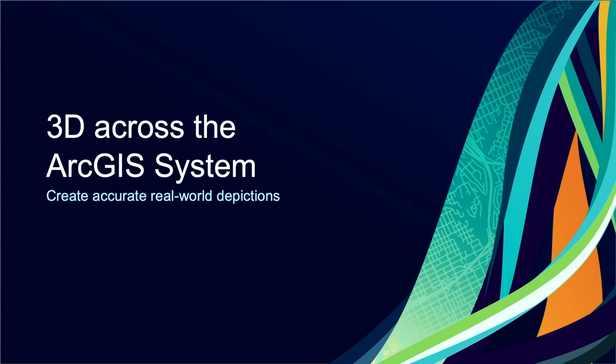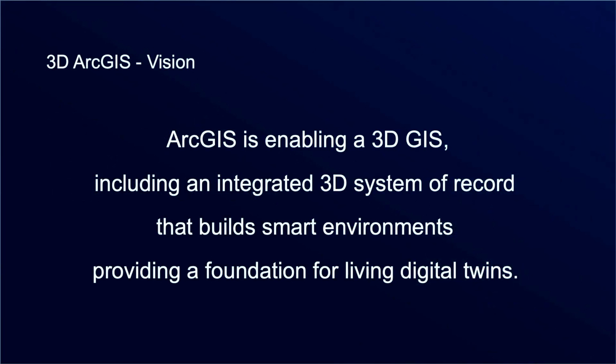When I joined Esri, we were talking about 3D across ArcGIS as capabilities which we have, but which do not really belong to the ArcGIS system. So I came up with a little vision statement for us to work on those 3D capabilities. And what it says is, ArcGIS is enabling a 3D GIS, right? Making sure that GIS is also 3D, or 3D is an integrated piece, including an integrated 3D system of record. And I highlighted this yesterday as well. The 3D system of record is essential.